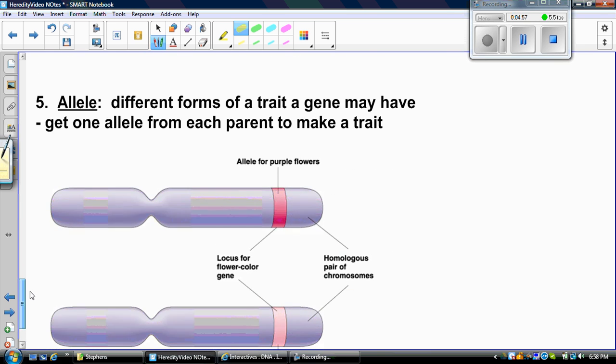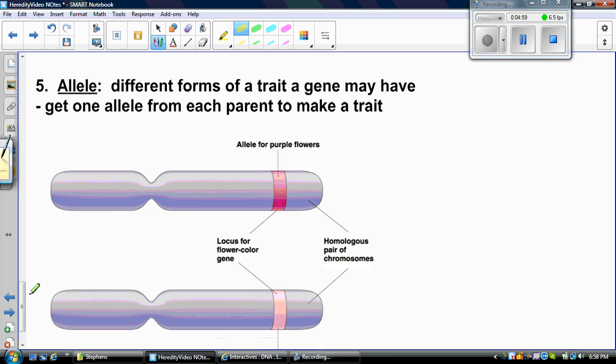Okay, so now we get to our question: how do you get those different traits? Well, we have something called an allele. An allele is a different form of a trait a gene may have. You get one allele from each parent to make a trait. So your parents give you 50% of their genes, and you get one from each parent, and that's what's going to code for a trait.